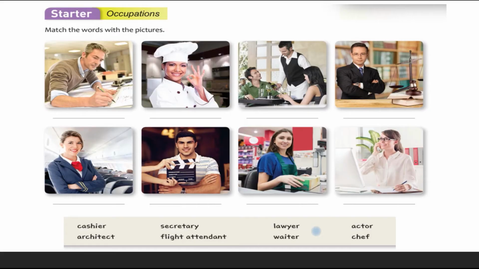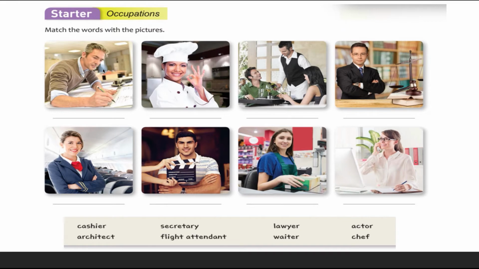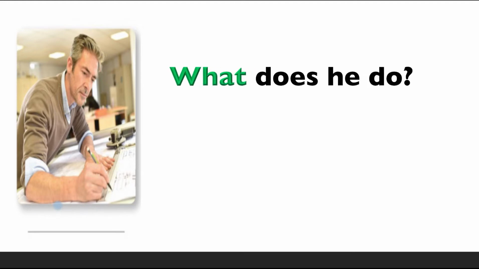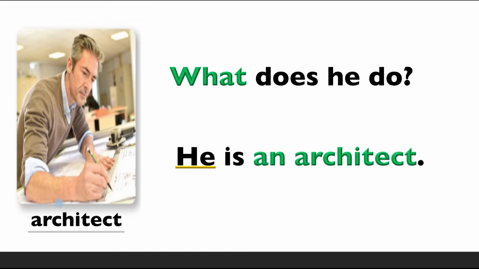And here, in Unit 1, in the starter, we have occupations. Oh, sorry, go back. And it says here, match the words with the pictures. Here are your pictures. Here are the words. And so, as we said, a job is an occupation. So someone might ask you the question, what does he do? He is an architect. Yes. He is an architect.